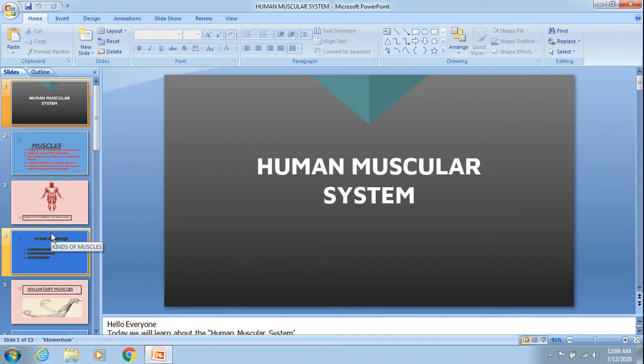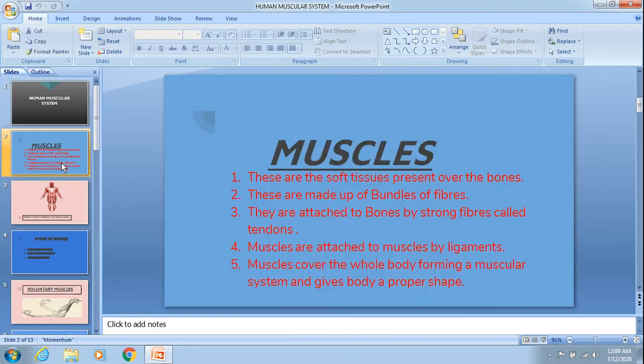Hello everyone. So today we are going to learn about the human muscular system, right? As in the previous topic, we have already covered the different kinds of muscles which are present in the human body. Okay? So here we are going to have a recap of those things.